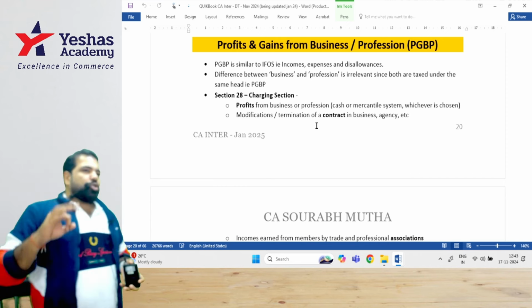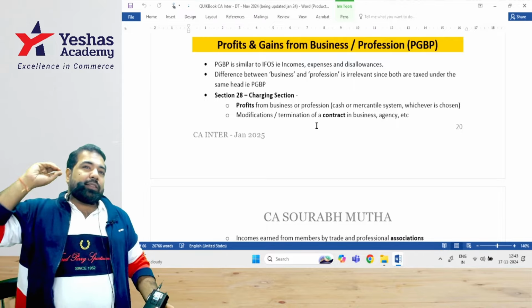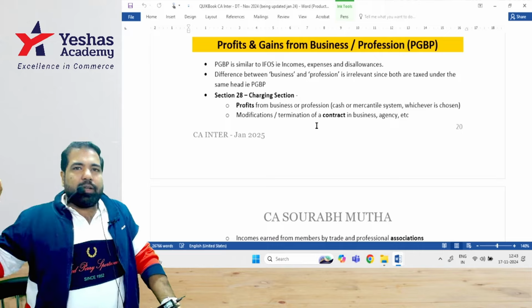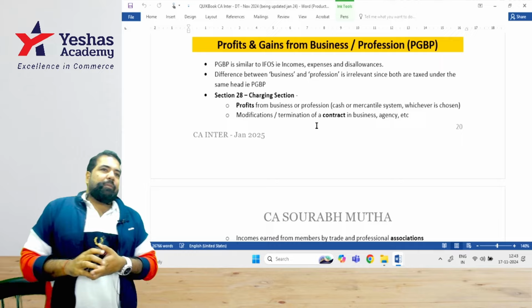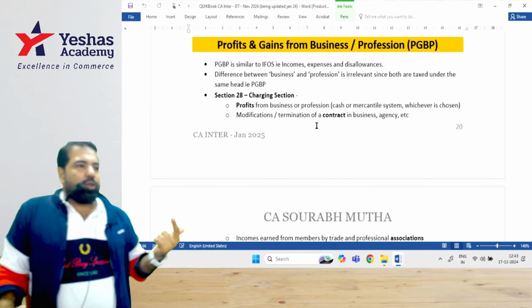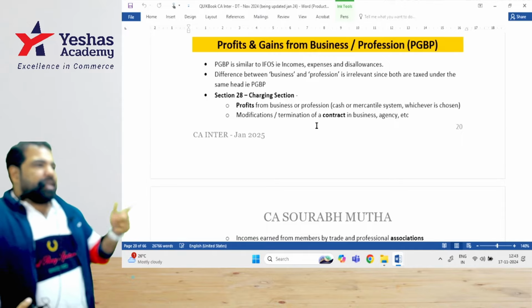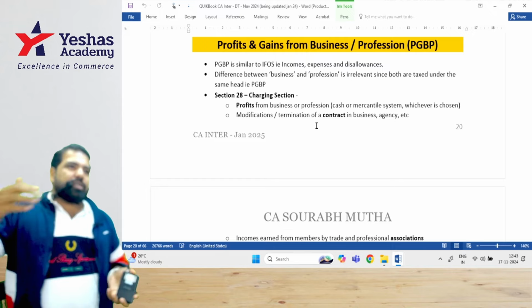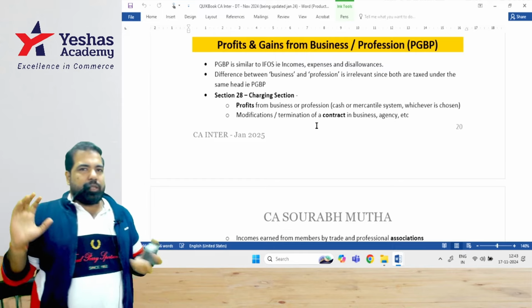Guys, in house property, how many deductions were there? Three. But in PGBP, you can take 300 deductions as long as you can convince that it's connected to your business and profession. For a land and building, guys, can I be paying rent? Can I repair it also? Can I pay taxes also? Can I do insurance also? Yes. Same thing for plant and machinery and furniture. Example, Yashas Academy, guys. Will they be spending on all these maintenance? All that will be a deduction under PGBP.